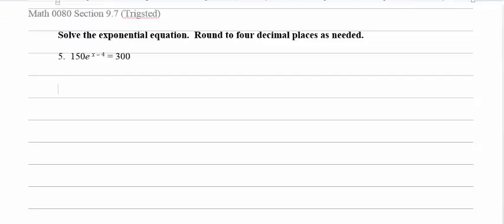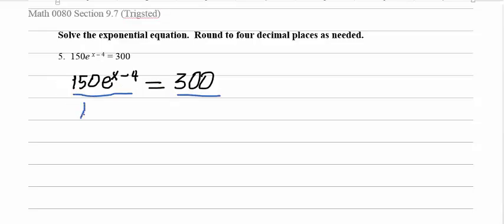So I'm just going to recopy this. Okay, so the easiest thing to do is to first isolate that exponential. And I'm going to do that by multiplying both sides of the equation by 150. Notice what that gives me. On the left, I now simply have e to the x minus 4. On the right, I have 2.